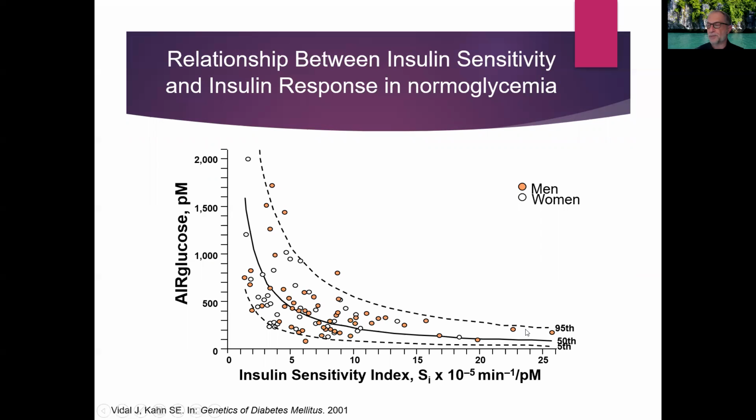And what this figure shows us is that individuals can have insulin sensitivity anywhere along the spectrum from highly sensitive to very resistant, and maintain a normal blood sugar as long as the relationship between insulin secretion and insulin sensitivity is maintained, so that as insulin sensitivity decreases, insulin secretion rises. Again, as long as that relationship is maintained, blood sugar remains normal.